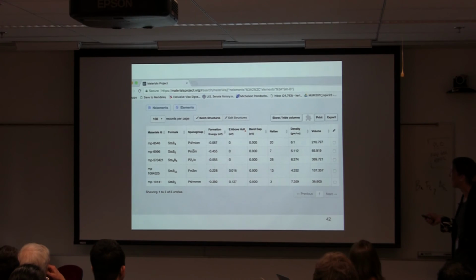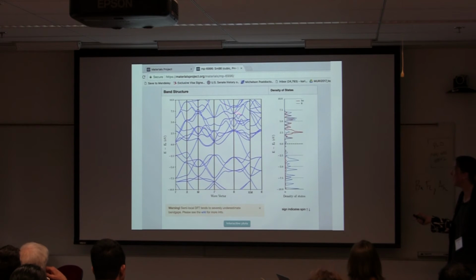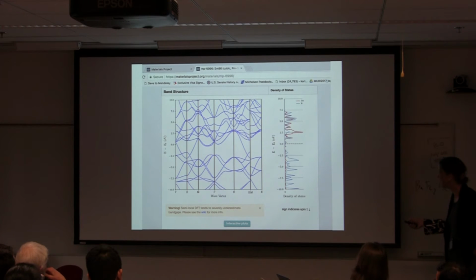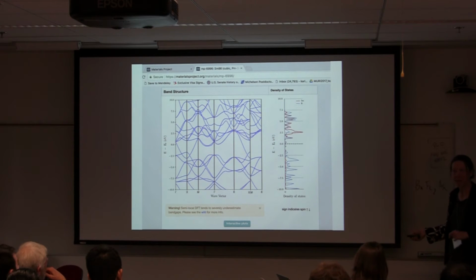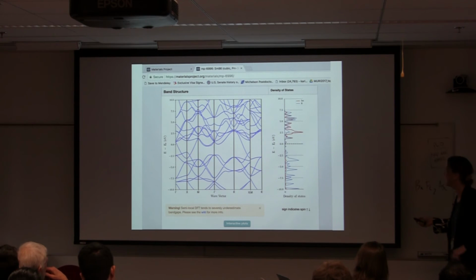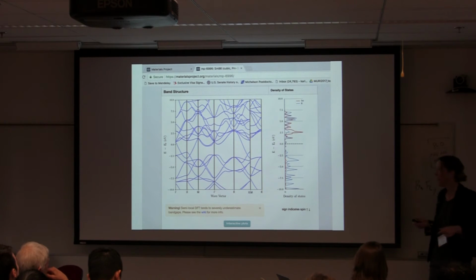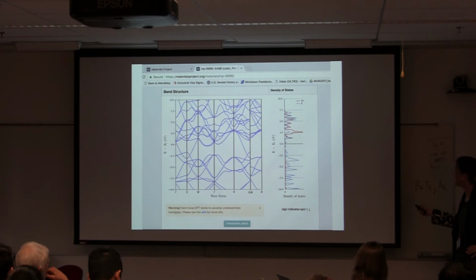Then I could click on samarium boron 6 and look at what they provide as the computed band structure. Hopefully that looks familiar. And there's a little warning here: semi-local DFT tends to severely underestimate band gaps. You already know that. And here's a density of states. Again, you can get this in seconds. You should be a little careful about using it, but if you're just having ideas, thinking about things, and you want to take a quick look at what's going on, this is great stuff.